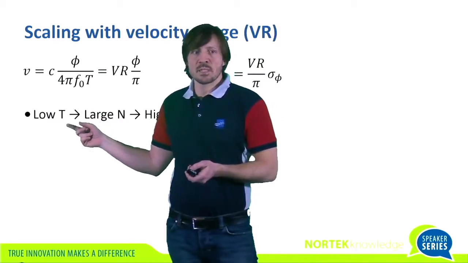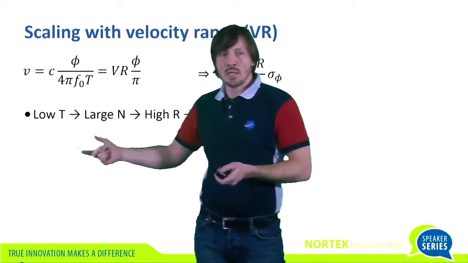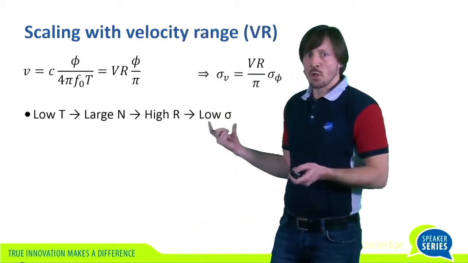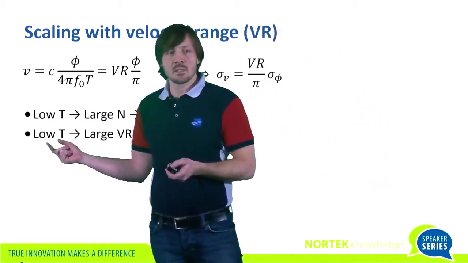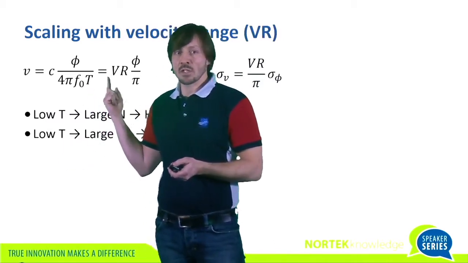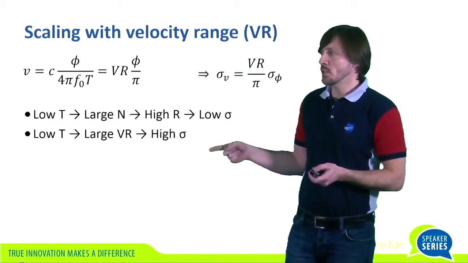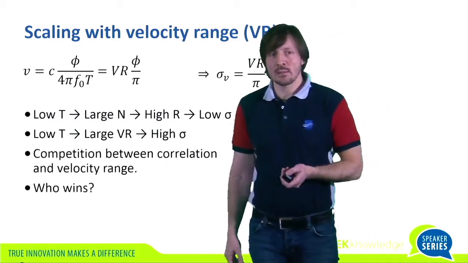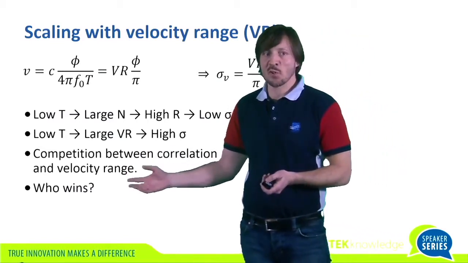which may seem to contradict something I said previously. What I said before was that if I make this time period short, I can fit a large number of chirps into my cell. A large number of chirps should give me a high correlation. A high correlation should give me low standard deviation. But what I'm saying now is that if I make this time period low, it's in the denominator over here, so it's going to make my velocity range large. And a large velocity range is going to make my standard deviation high. So there must exist some kind of competition between high correlation and low velocity range.